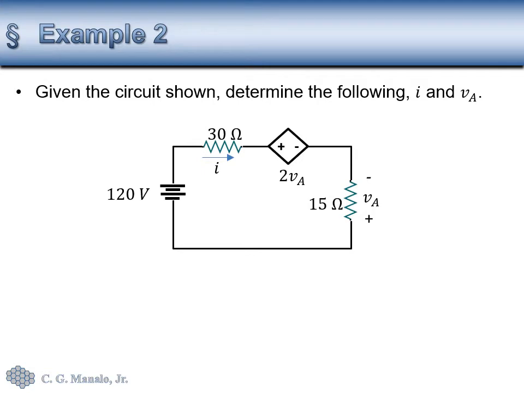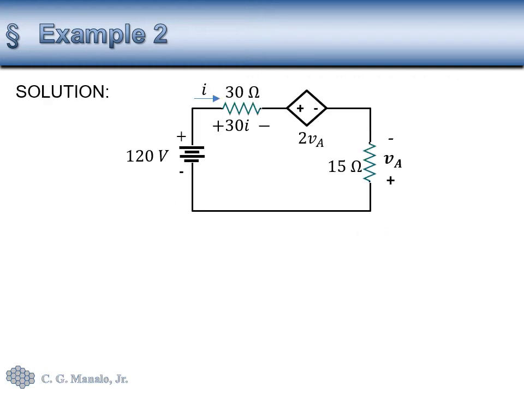In this example, we have here two sources, and one source is an independent source and the other one is a dependent source. So the dependent source is dependent on the voltage across the 15 ohms with a given polarity. So the problem asks us to determine what is I and the voltage V sub A.